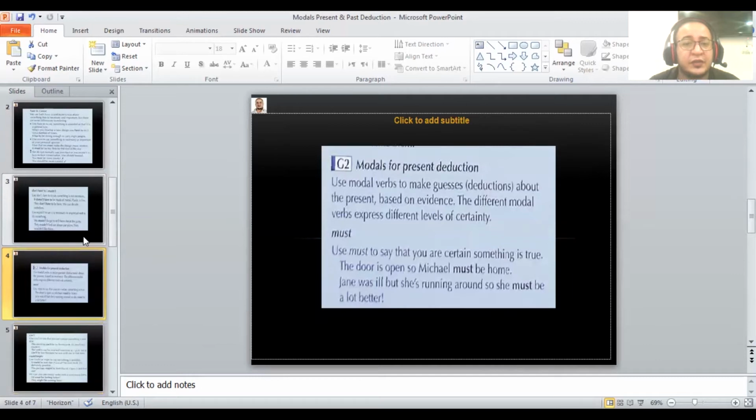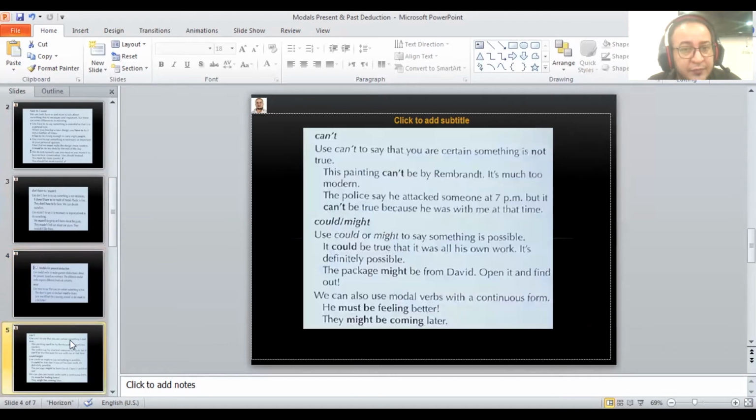Modals for present deduction. Use modal verbs to make guesses or deductions about the present based on evidence. The different modal verbs express different levels of certainty. For example, must. Use must to say that you are certain something is true. For example, the door is open, so Michael must be home. Jane was ill, but she's running around, so she must be a lot better.